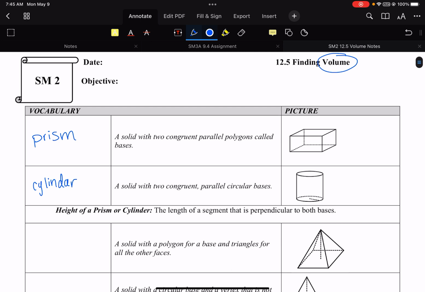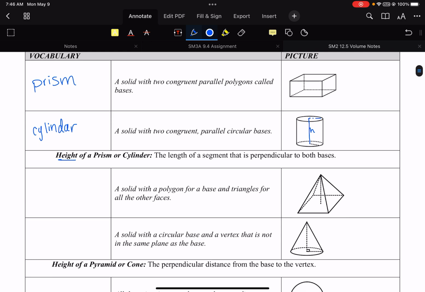Whenever we have a prism or a cylinder, they have what's called a height. To measure the height, you've got to measure the length of the segment that is perpendicular to both bases. So for example, if I were to look at a cylinder and connect the centers of the circles on the top and the bottom, that would be the height.